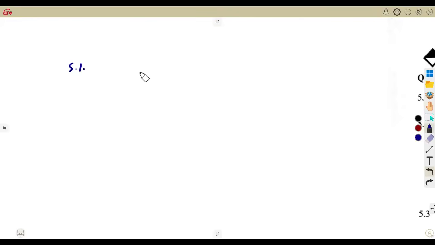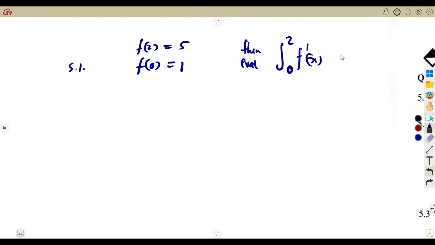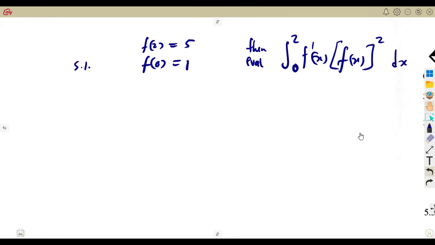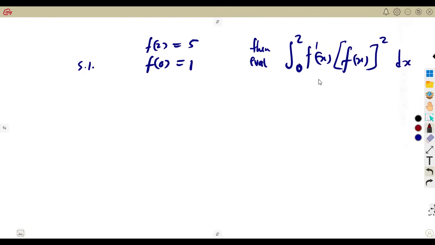You are given f of 2, its value is 5, and f of 0 is equal to 1. Then evaluate. So here you are being asked to evaluate the integral from 0 to 2 of f prime of x times f of x raised to the exponent of 2, with respect to x. So I said, when you're given this type of question, just consider that we already have a function, and this is a simplification that you just need.